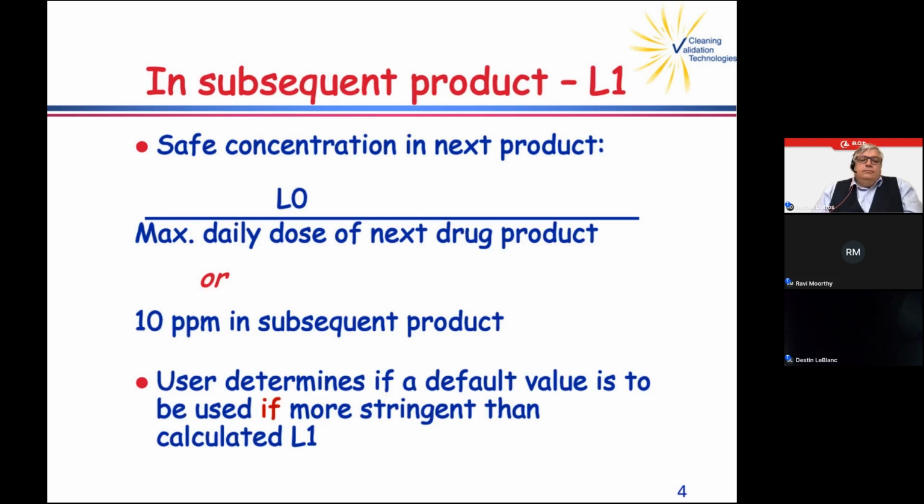Now, some people choose to use a default L1 value. Typically, for drug product manufacture, it's 10 ppm in the subsequent product. So if you're using a default value, generally that's used only if the default value is more stringent than the calculated L1 value. So the software will enable you to say, okay, we're using a default value, and we're only going to use that default value if it's more stringent than the L1 value based on the L0 value. Next slide.